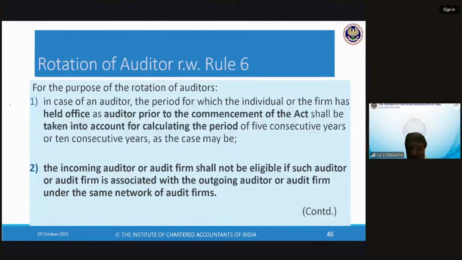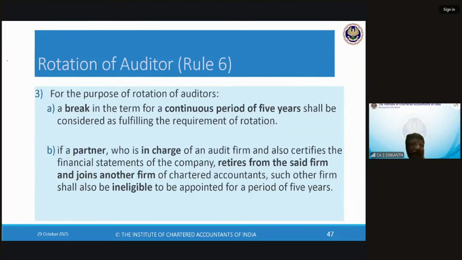Now, A and Co outgoing. X and Co cannot be incoming because they are part of the same network of firms. A break in the term of continuous period of 5 years shall be considered as fulfilling the requirement of rotation. Okay. So what happens is, if you're there for 3 years, then you can take a break for 5 years. And then again. But that's stupid. Nobody will do that. You'll as well go for a role period.